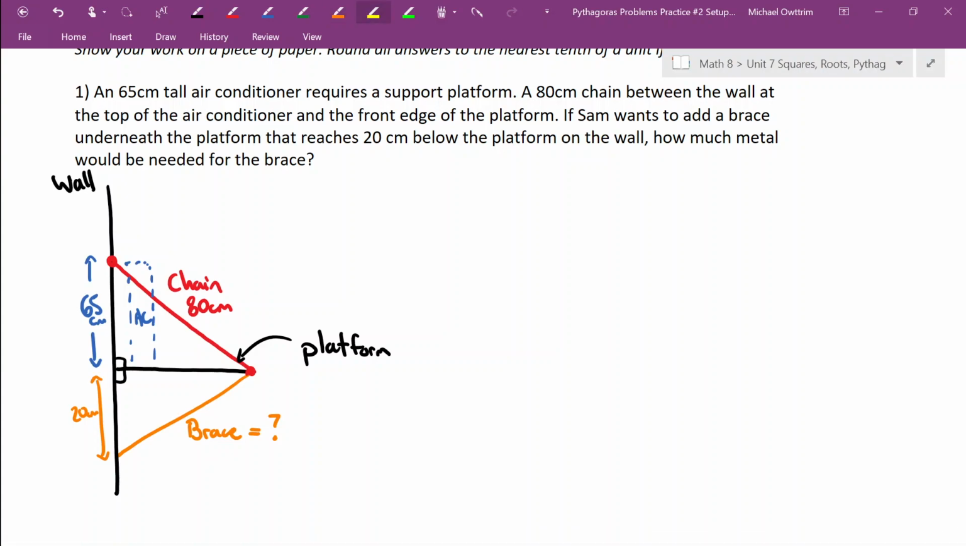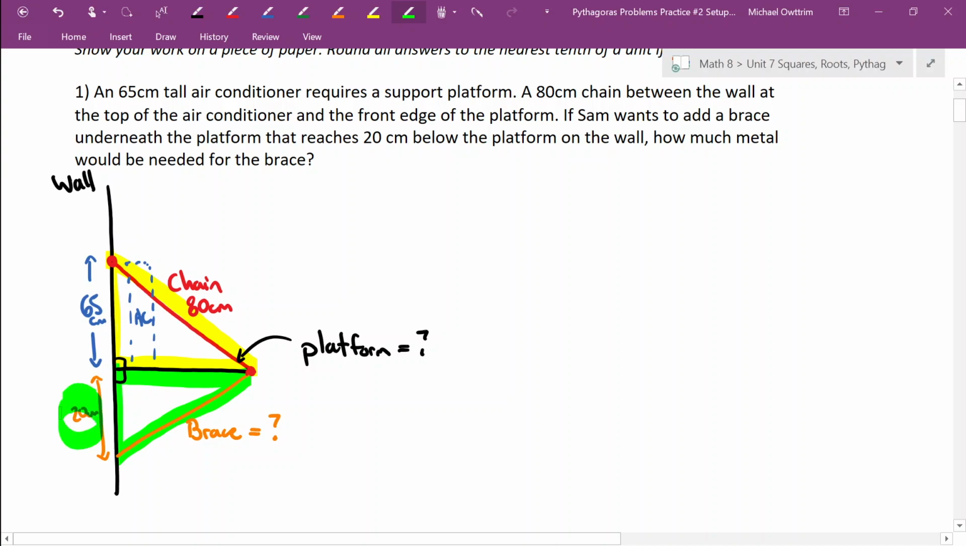And you might notice here that we have two right triangles. We have the top right triangle, which I'm going to outline in yellow. And that top right triangle has enough information to solve. It has two side lengths. We could solve for the unknown length of our platform. Okay, the bottom triangle, which I'm going to outline in green, does not have enough information to solve at this time. It only has one known side length over here. And so that is not enough information to solve for a side length.